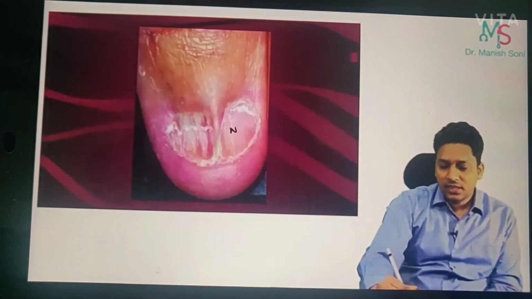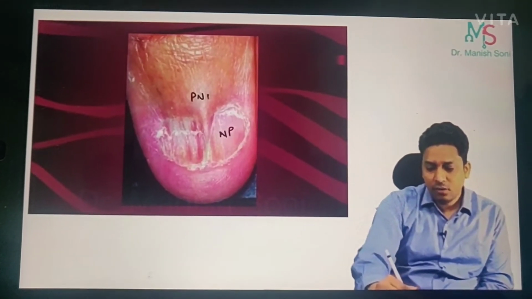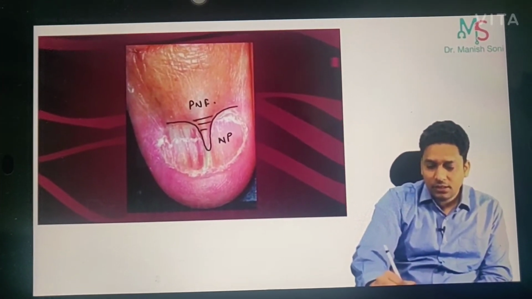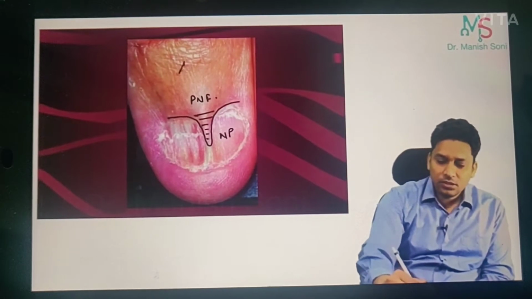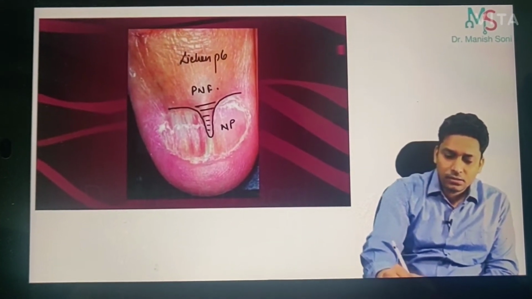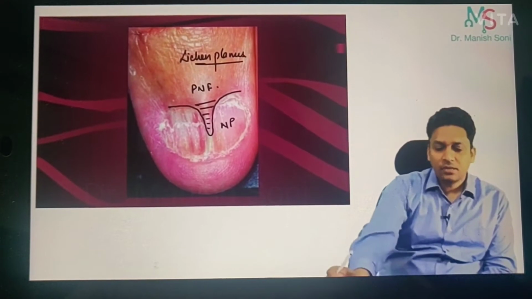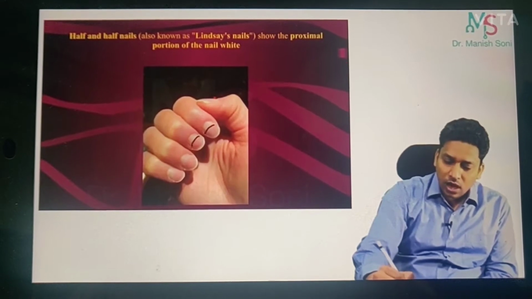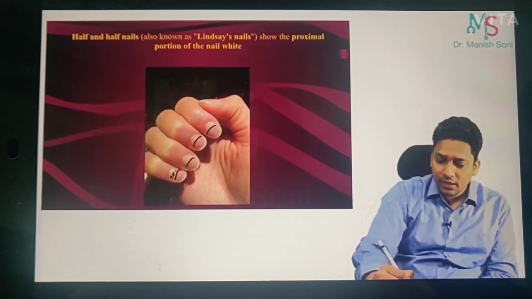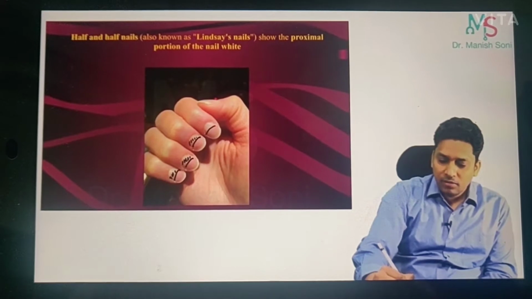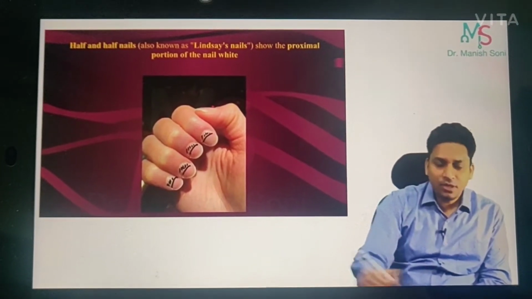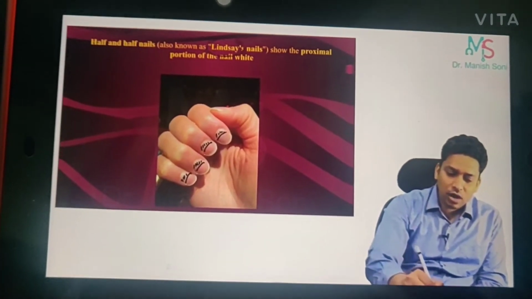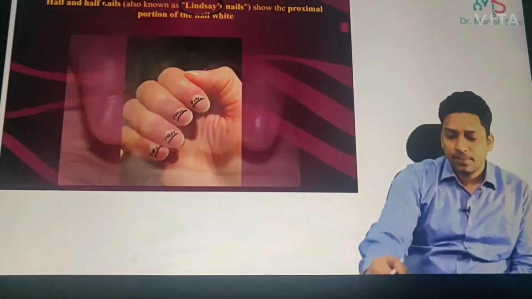In the image you can see, this is the nail plate and this is the proximal nail fold. This wing-shaped extension of the proximal nail fold is known as pterygium. And we know pterygium is seen in lichen planus. So this is a case of lichen planus showing pterygium. While here you can see that almost half of the proximal nail is white in color. If the proximal half of the nail appears white, this is an example of apparent leukonychia seen in chronic renal failure. This is also known as Lindsay's nails, or half and half nails.